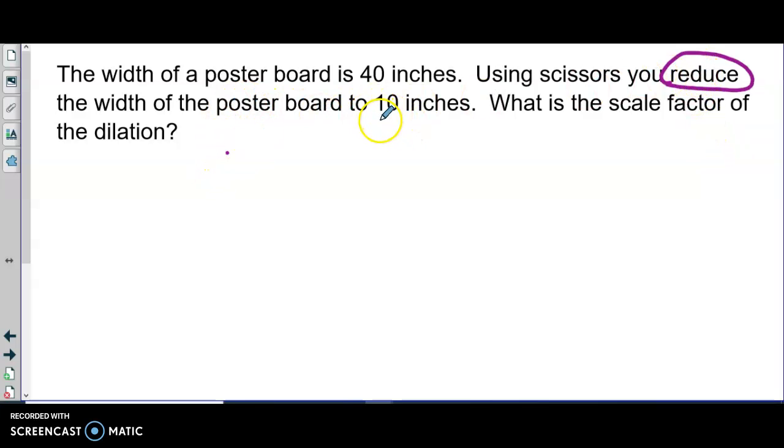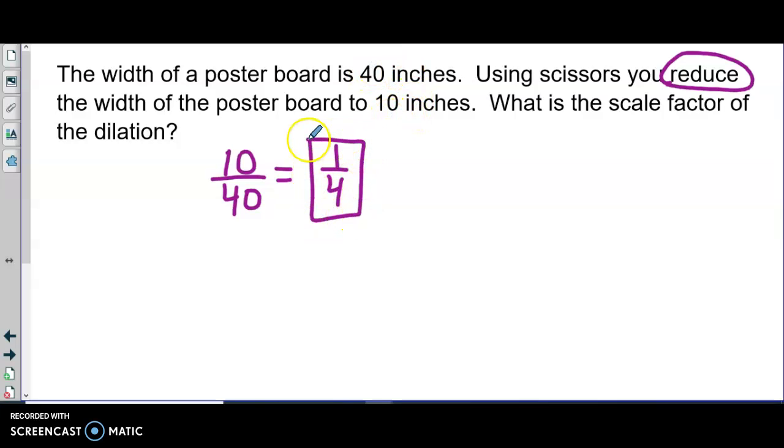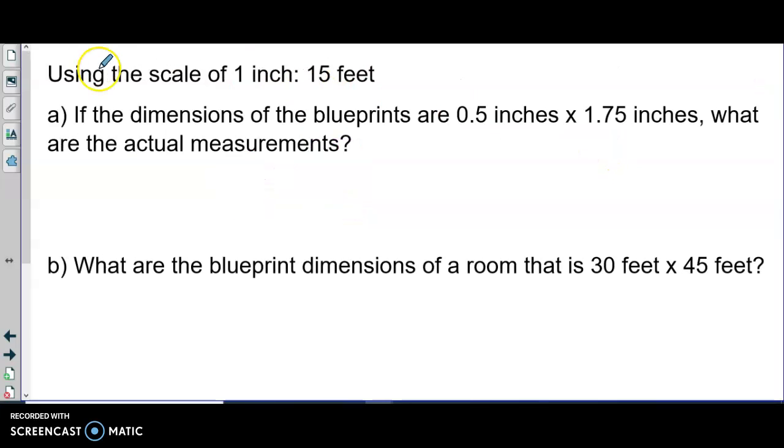So if we take what we ended up with and divide it by what we started with and just reduce this, we would get 1/4. That's our scale factor because we're making it a fourth of its size. We started with 40, we ended with 10, so our scale factor is 1/4. That's all you need to know.